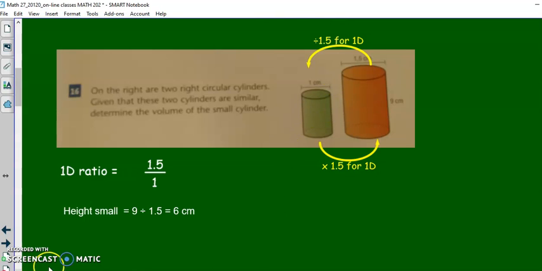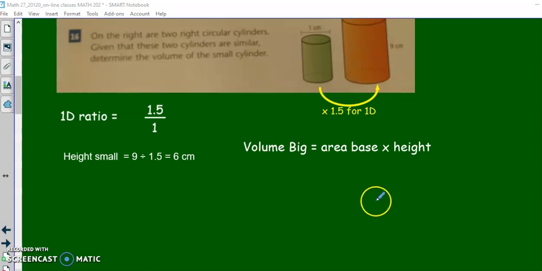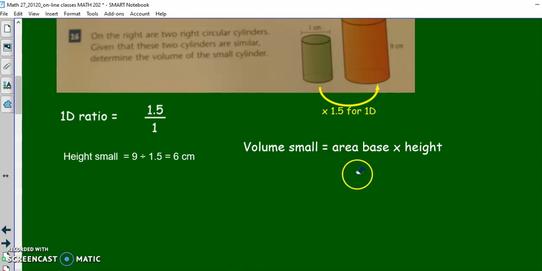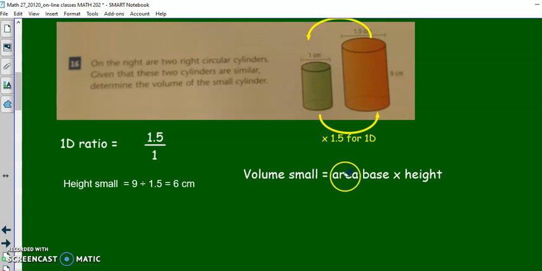So the volume of the small cylinder is the area of the base times the height. Now we can find the area, and we found the height is 6. So the formula for the volume is pi r squared times the height, right? Pi r squared is the area of a circle, times the height. That will give us the volume.